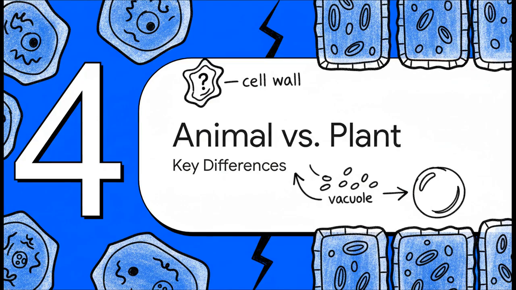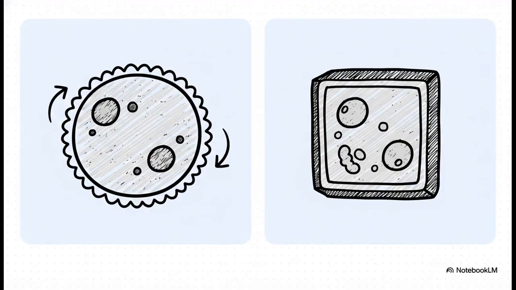Okay, so we've done the city tour, we've explored the fortress. Now it's time for the main event, the showdown. Let's put these two side by side and really nail down the key differences. All right, difference number one, the border. An animal cell's outer layer is just that flexible membrane. That's what allows for movement, for changing shape. But a plant cell, its outermost layer is that super tough, rigid cell wall, which gives it a fixed, unbending structure.